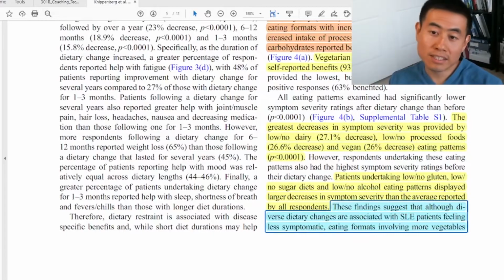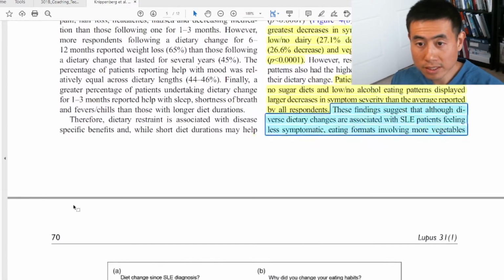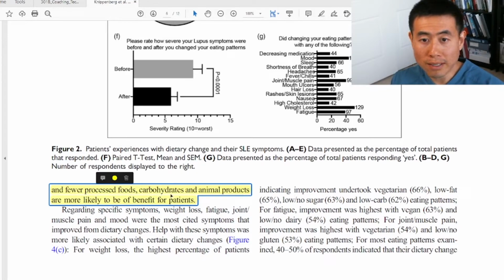So I think the last sentence here is very important, and it can summarize a lot of what the study is trying to tell you. It says, these findings suggest that although diverse dietary changes are associated with lupus patients feeling less symptomatic, eating formats involving more vegetables, and fewer processed foods, carbohydrates, and animal products are more likely to be of benefit to patients.